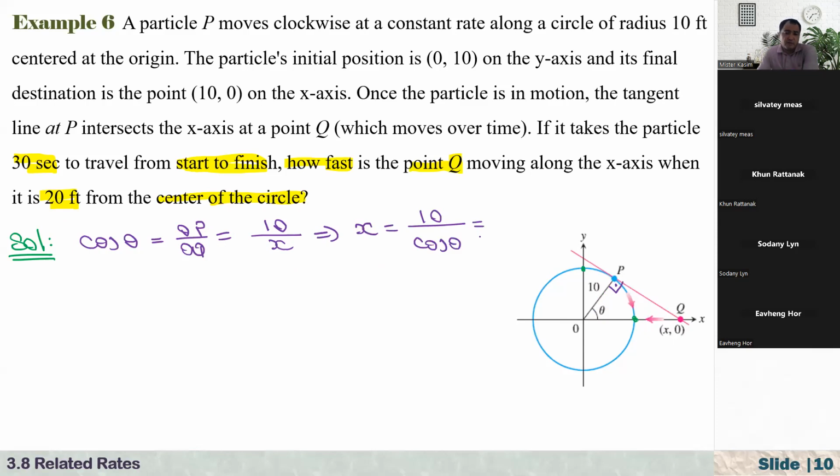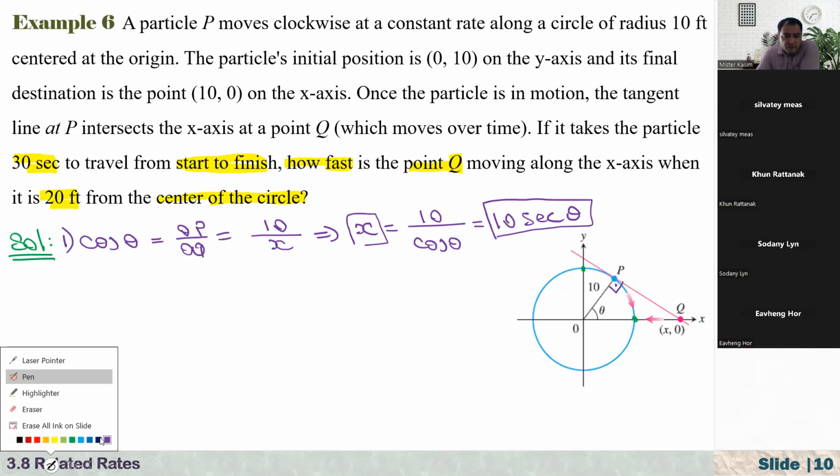And we know that 1 over cosine of theta is defined as secant of theta. In a simpler form, I can write it as 10 times secant of theta. So that is how x and theta are related to each other, by this equation, because they're the changing quantities. That's our first step.